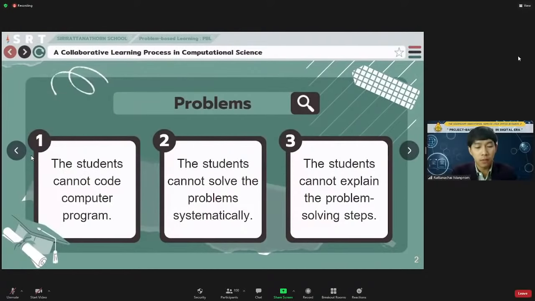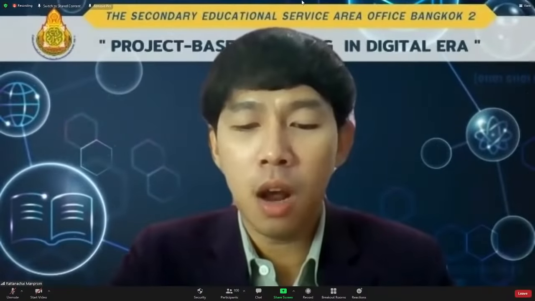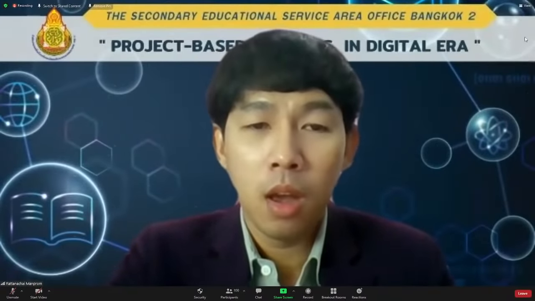Problem. First, the students cannot code computer programs. Second, the students cannot solve problems systematically. And third, the students cannot explain the problem solving steps. Background and importance of the problem.